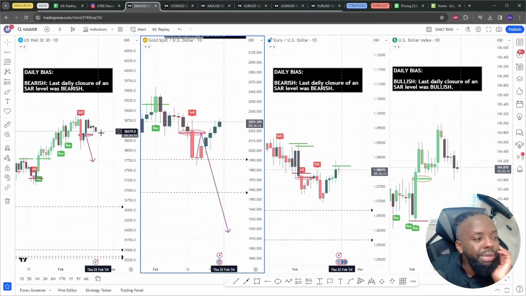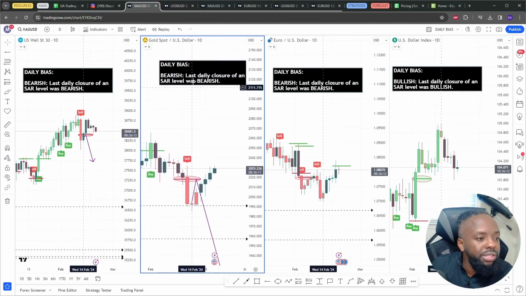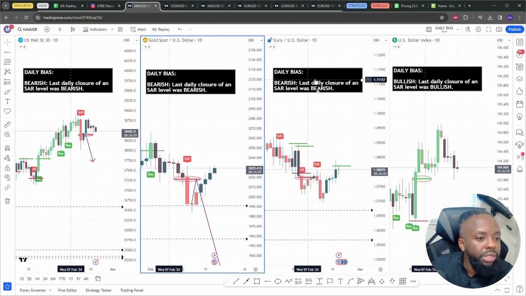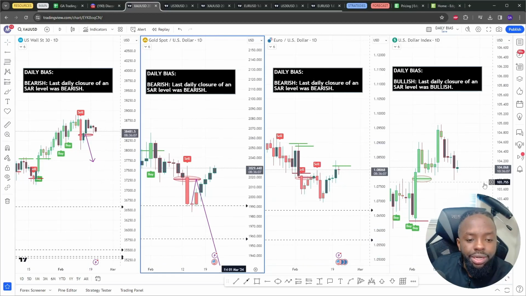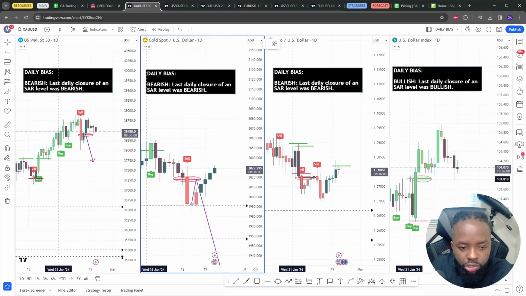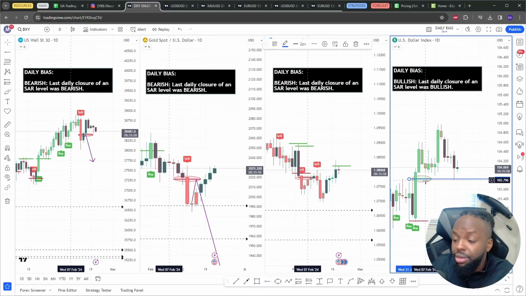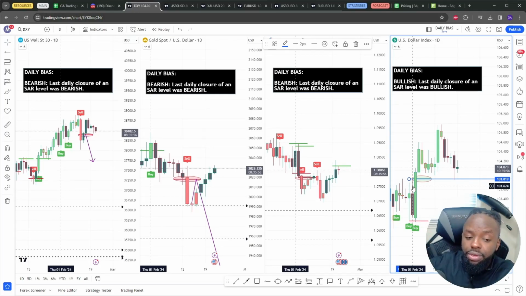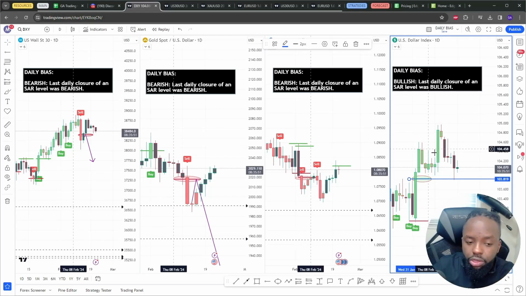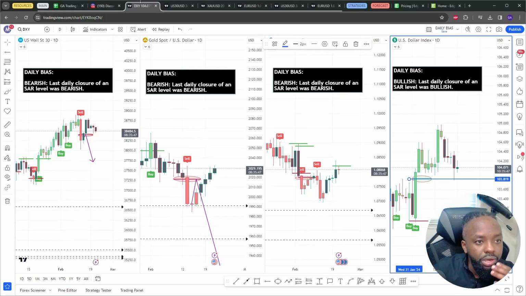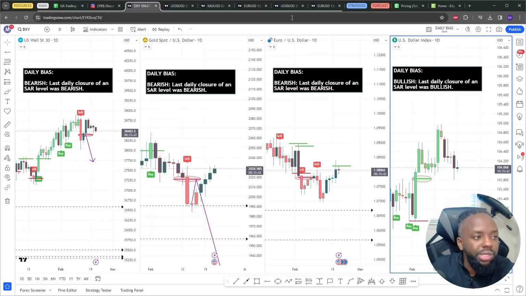Looking at the daily bias for yesterday, US 30 was bearish, gold bearish, EU bearish, and the dollar bullish. A nice thing we saw for the dollar, you can see the previous SAR level was here. The dollar was bouncing off of this support level, or this previous closure above bullish SAR, that made us bullish on the US dollar. So we were definitely looking for sales on gold, EU, and US 30. The only trade that came up as a possible trade was the US 30 trade.